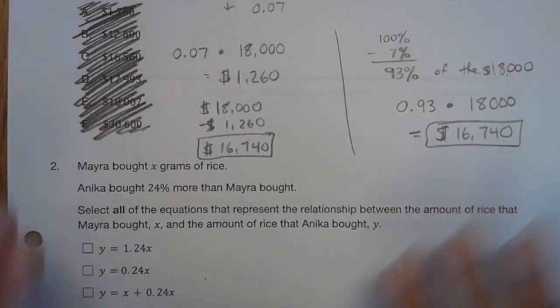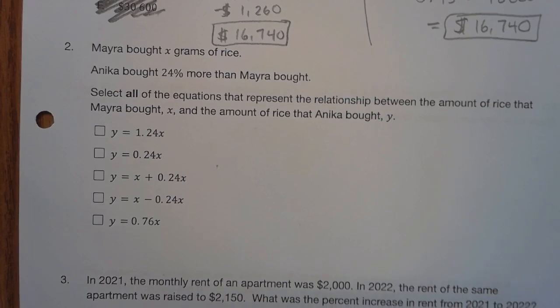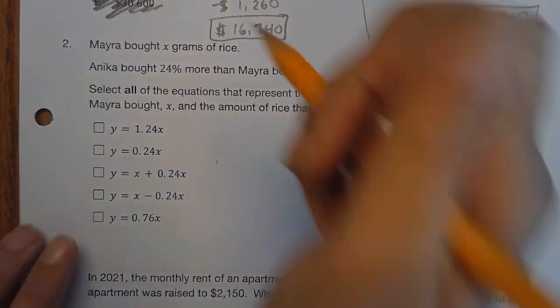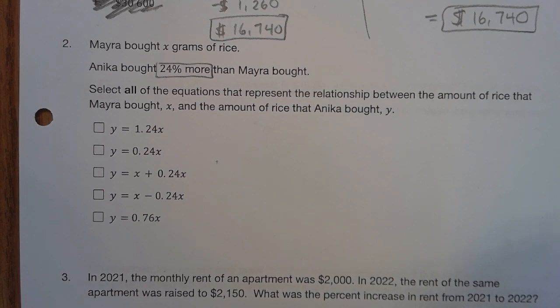Okay, cool. Question 2. Myra bought X grams of rice. Anika bought 24% more than Myra bought. Select all of the equations that represent the relationship between the amount of rice that Myra bought, X, and the amount of rice that Anika bought, Y.